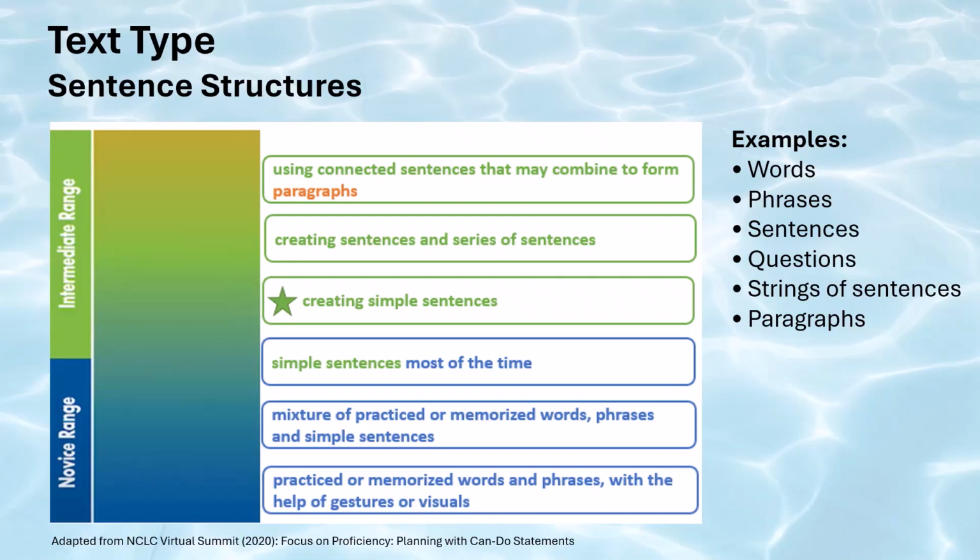We'll concentrate first on sentence structures and consider what students can do at the sentence level, building from the novice to the intermediate range. Our novice students use practiced or memorized words and phrases, and as they build, they're able to communicate in simple sentences until they're using them most of the time. And then the shift to the intermediate range happens when students are able to create their own simple sentences and can extend their use to series of sentences. And when students are able to communicate in paragraphs, now they're approaching the advanced range.